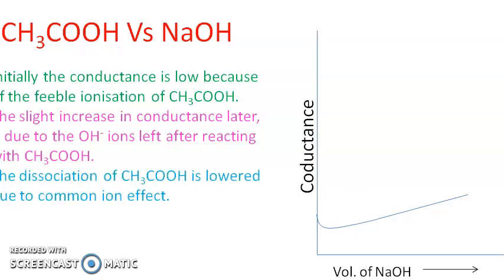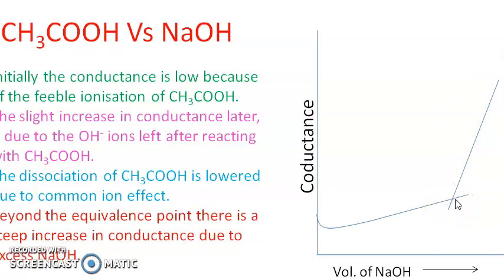And remember, the ionization of acetic acid will be lowered again due to the common ion effect. So H plus ions will not be available, and acetic acid will not be available for reaction with NaOH. Now after the equivalence point we find a steep increase in the conductivity. That is because of the OH minus ions from NaOH which is being added after the equivalence point. NaOH will furnish OH minus ions after the equivalence point.